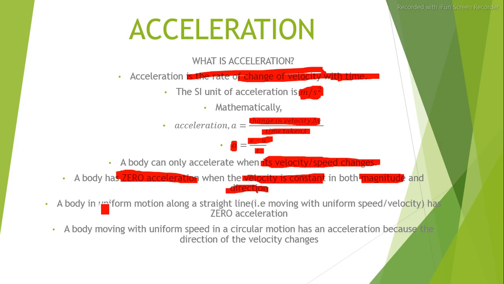Now, when a body is in uniform motion, it implies uniform speed or uniform velocity. That's the meaning of uniform motion. So if a body is in uniform motion along a straight line, then the acceleration of the body is zero. If the motion is along a straight line and the speed or velocity is uniform, magnitude and direction the same, constant, does not change, then we say the acceleration of such a body is zero.